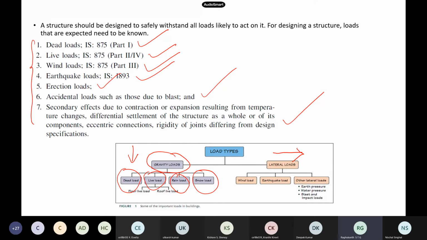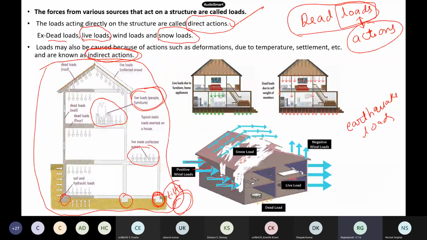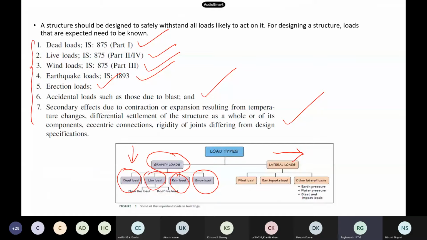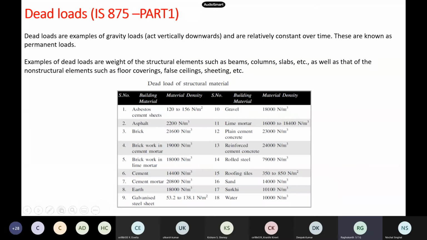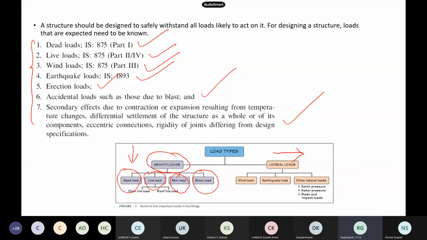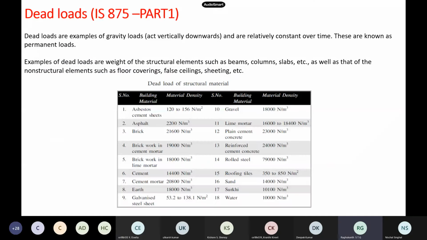Lateral load means wind. Essentially, you can see wind will act in the horizontal direction. So wind, even earthquake also. All of them come under the lateral direction. Even earth pressure and water pressure, right? If you are building a retaining wall, the soil and other things will act in the horizontal direction. So there is another type of classification apart from direct and indirect. Now let us see all of this in detail.